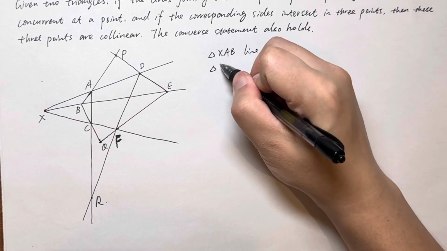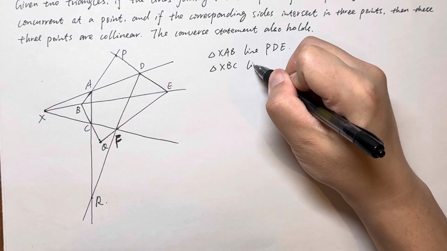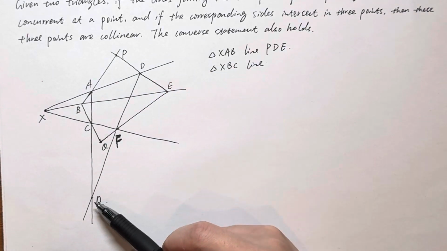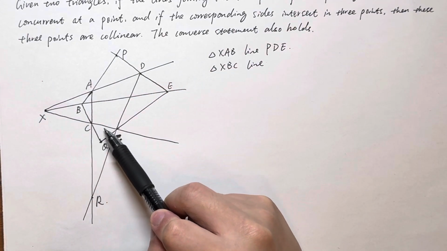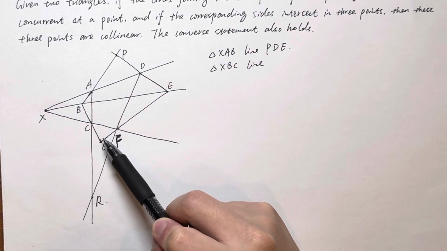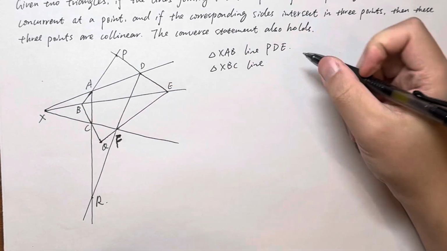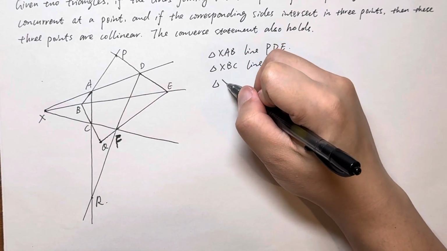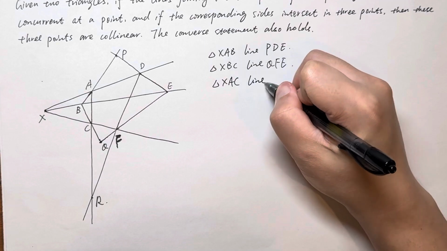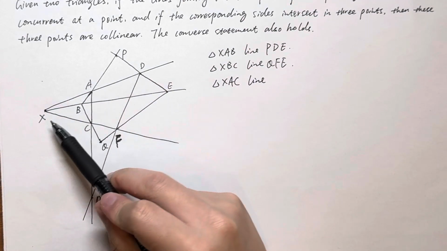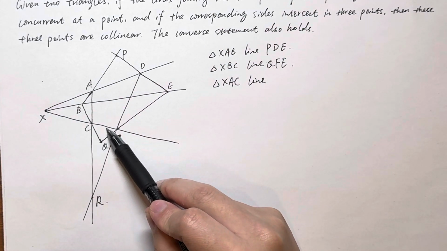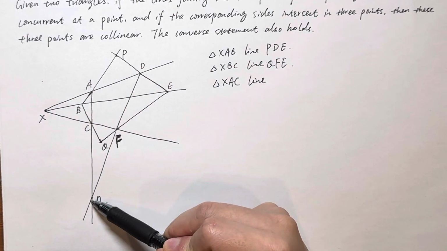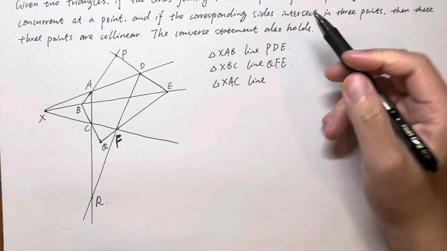And the second one would be XBC and the line QFE. The third one would be the triangle XAC, right? So that's the line DFR.